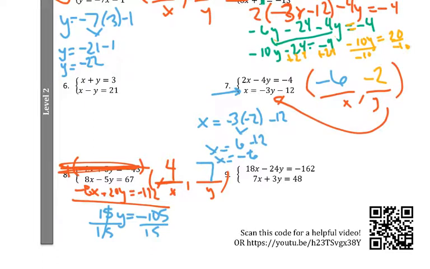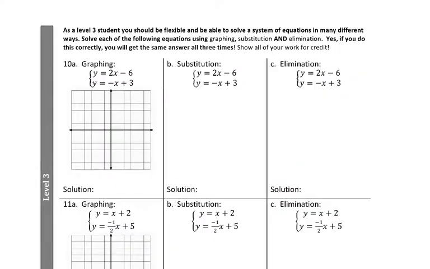Did you solve that in a different way and get the same number? I hope so. And again, we could double check this by plugging this whole ordered pair into both of the original equations and making sure we're getting the same number on both sides of that equation. Alright, next page, level 3.